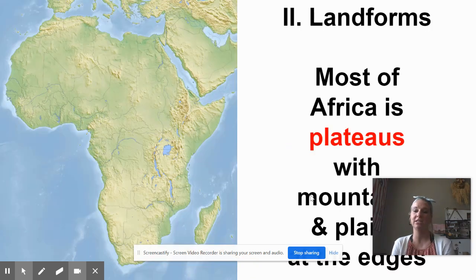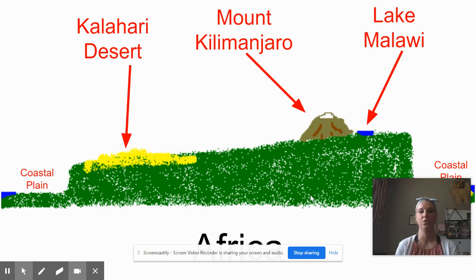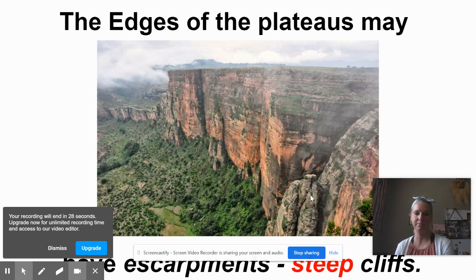Landforms. Most of Africa is plateaus with mountains and plains at the edges. So most of it is going to be a plateau. We do have mountains all around the different parts of Africa, so we'll take more of a look at that. Africa's plateaus have different elevations, the highest being to the east and the south. So we have our Kalahari Desert, we have Mount Kilimanjaro, Lake Malawi. The edges of the plateaus are escarpments, which are steep cliffs.